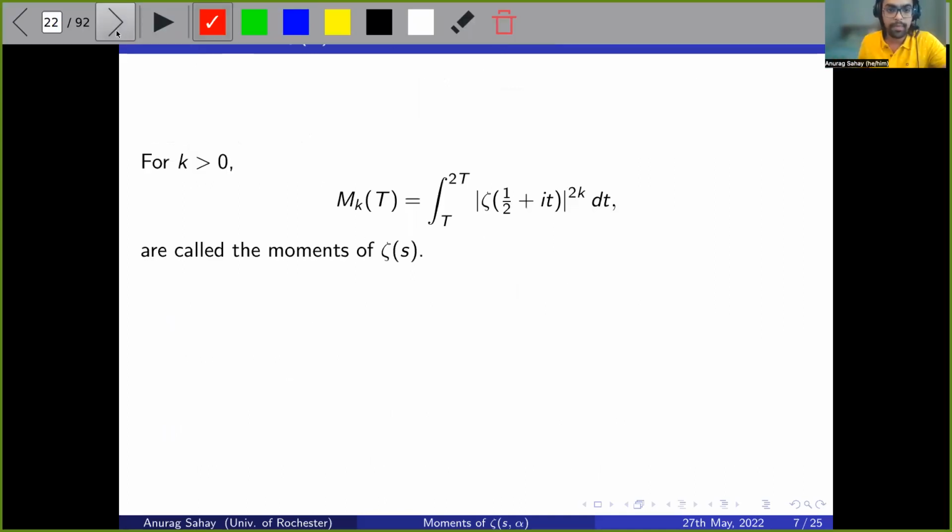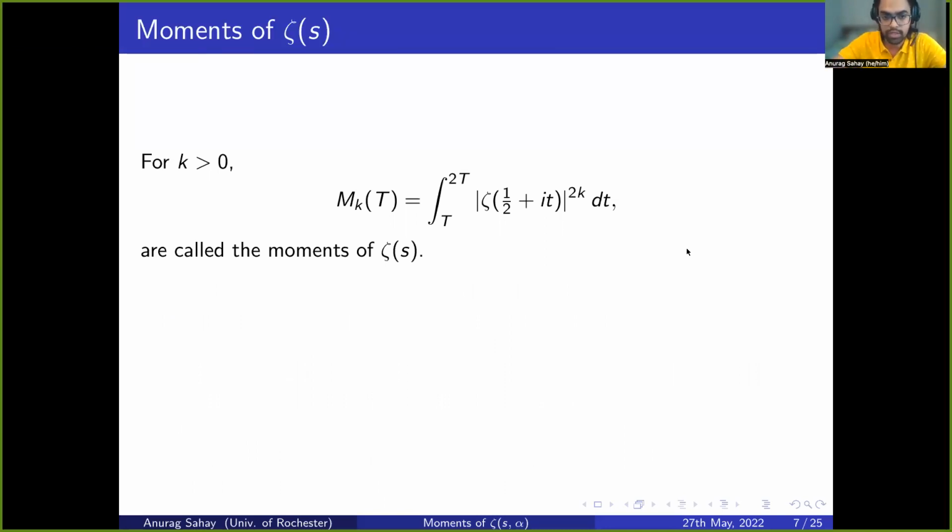Okay, so I'm going to switch gears for a moment and talk about moments of the zeta function. The moments of the zeta function are sort of a probabilistic way to look at the value distribution of zeta on the critical line. So this is what's usually called the moment of zeta s.